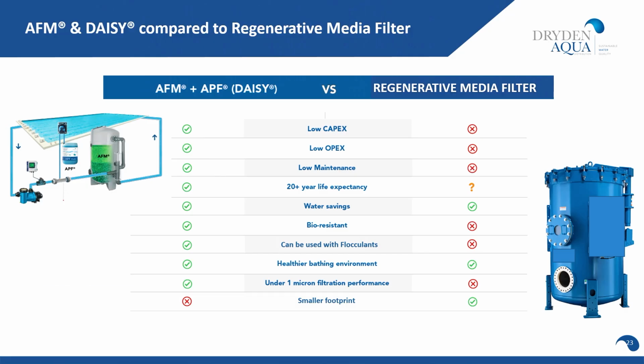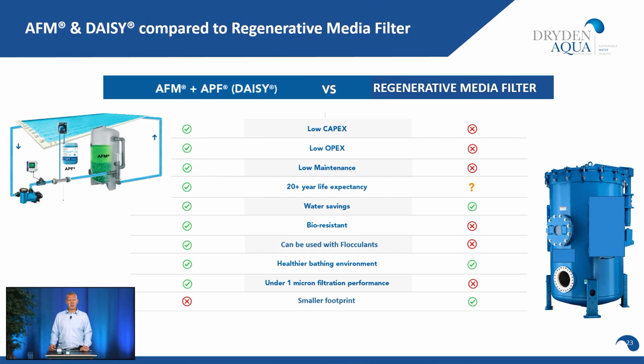Healthier bathing environment, yeah, again, I think because you're producing such good quality water. Under 1 micron filtration, questionable, certainly not with cartridge filters. But again, like with the ceramic membrane filtration, these regenerative filter systems do hold a much smaller footprint, so they do win over the Daisy system there.